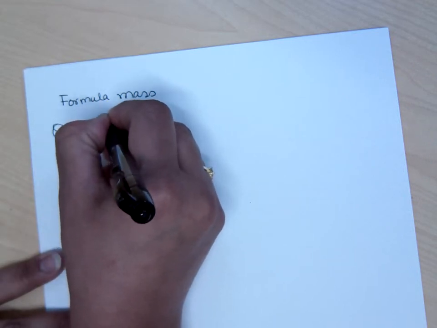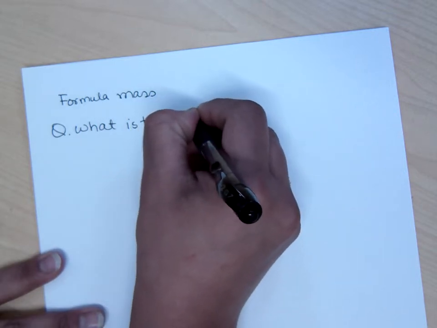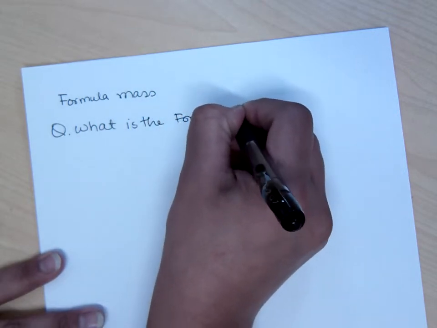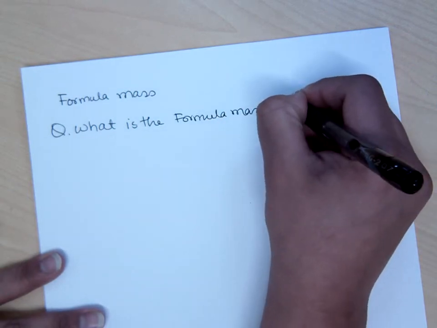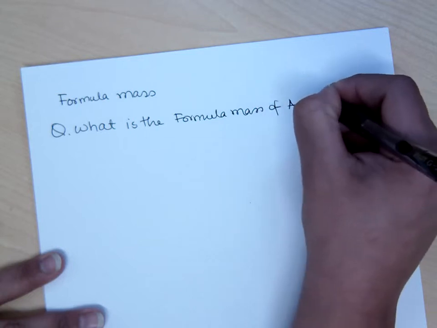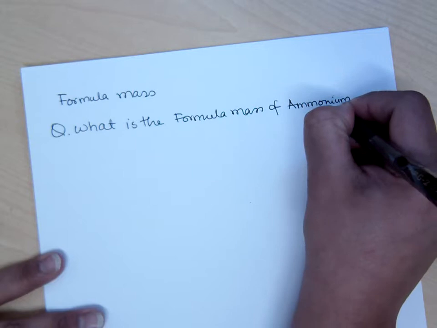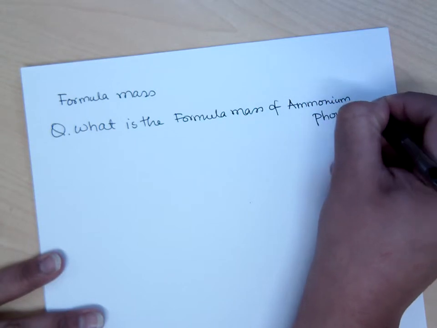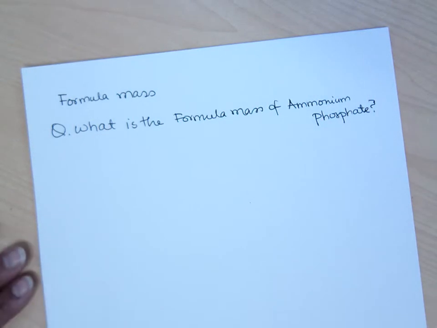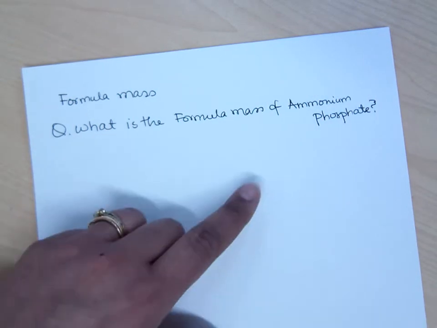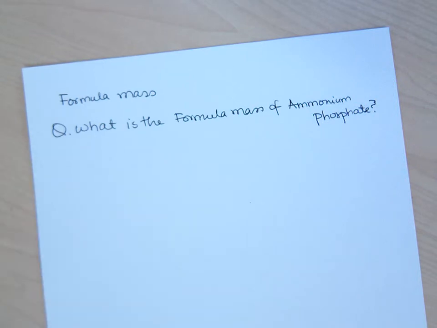In this question, it states that we have to find the formula mass of a compound which has the name ammonium phosphate. Now, we first have to write the formula for ammonium phosphate to be able to find the formula mass.